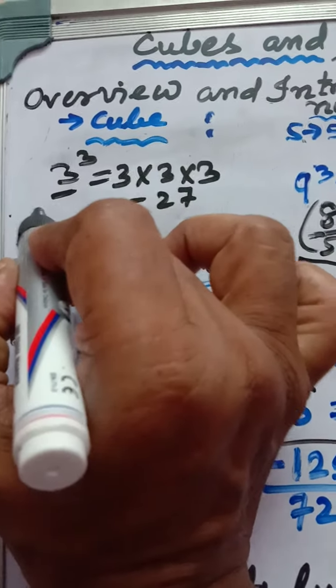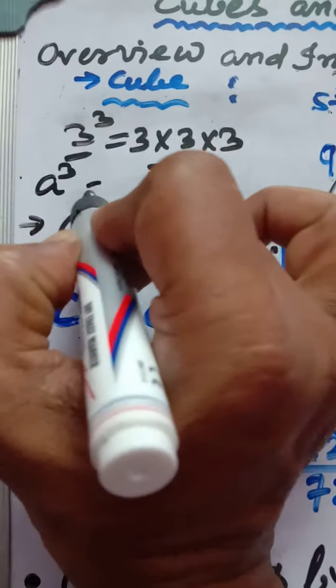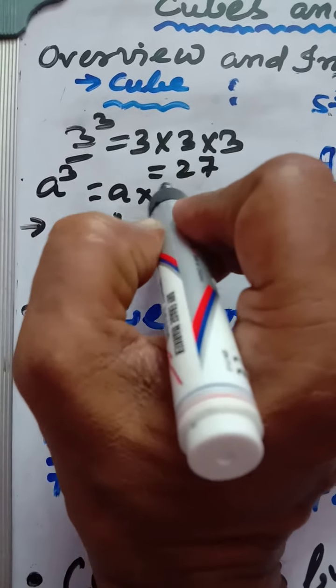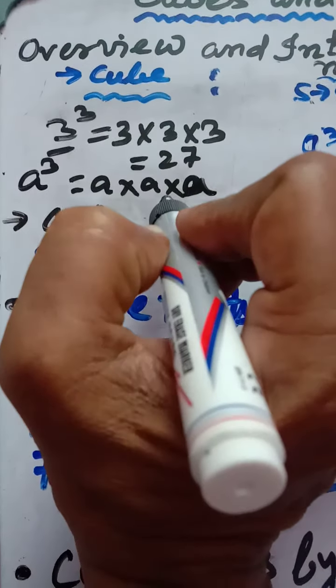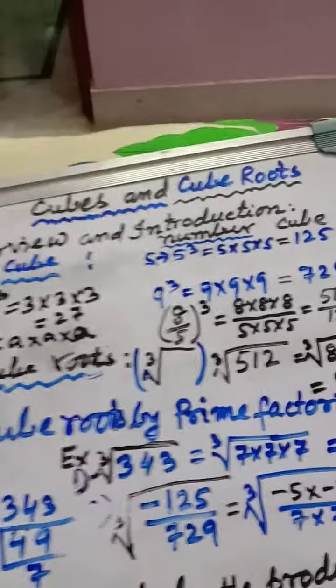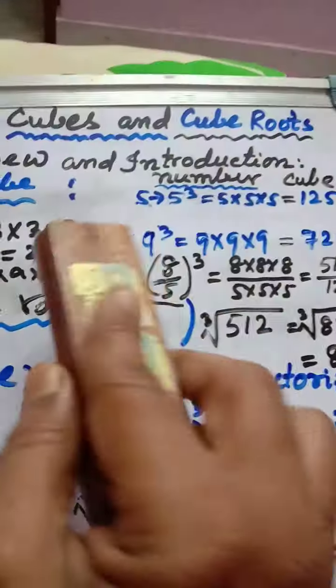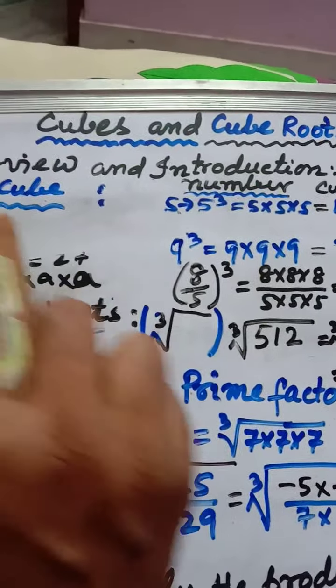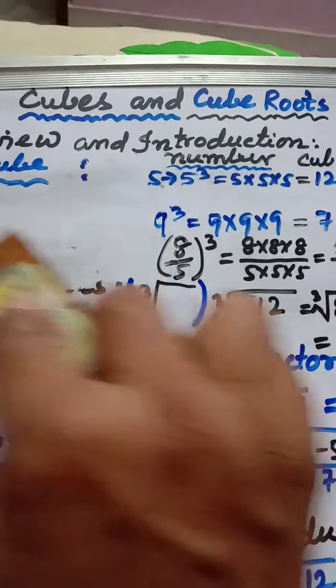If you want to find out the cube value of the variable a, then it will be a into a into a. Similarly, if you want to find out the cube root, that will be the converse term of cube. If a whole number is there, and from there if you want to find out the cube root, if it is a perfect cube number, then only you can find out the cube root.